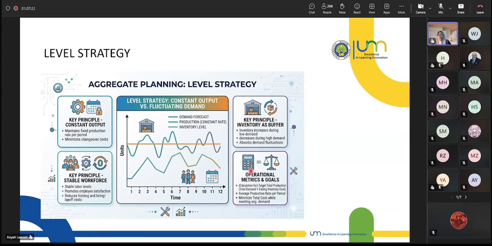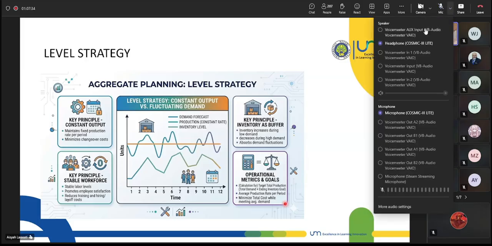So in this case, what we try to reach with the level strategy is to minimize the total costs while we try to maintain the average demand. So aggregate planning, whether it's leveling, chasing, or mixed strategy, actually they are the same. We try to minimize the total cost.